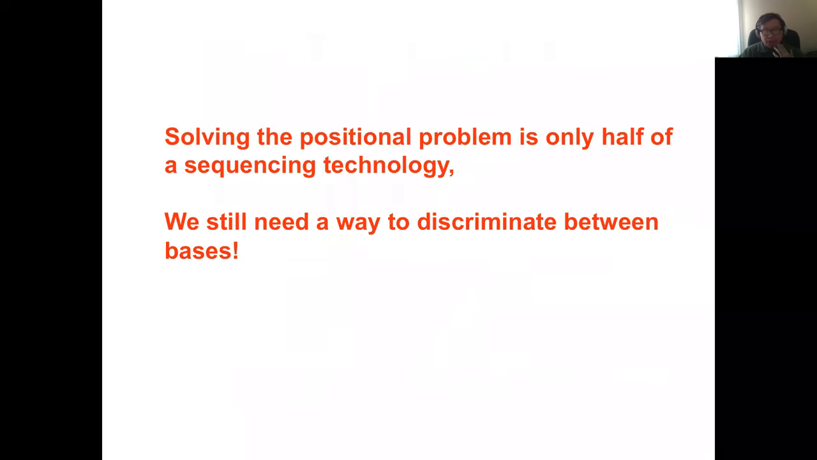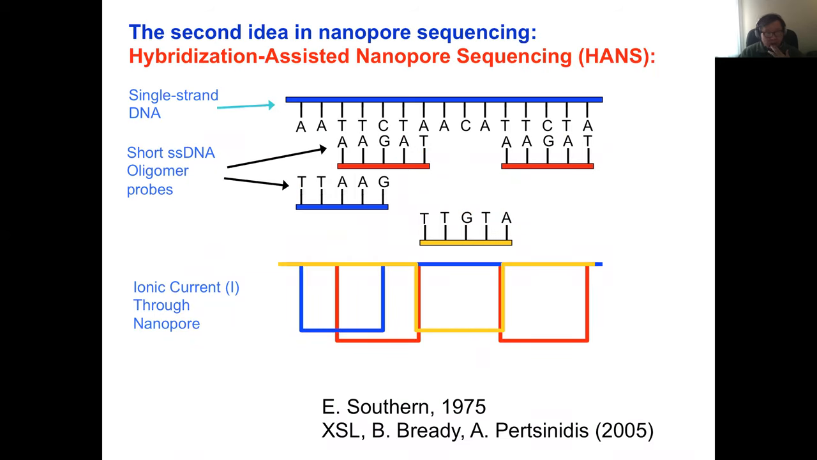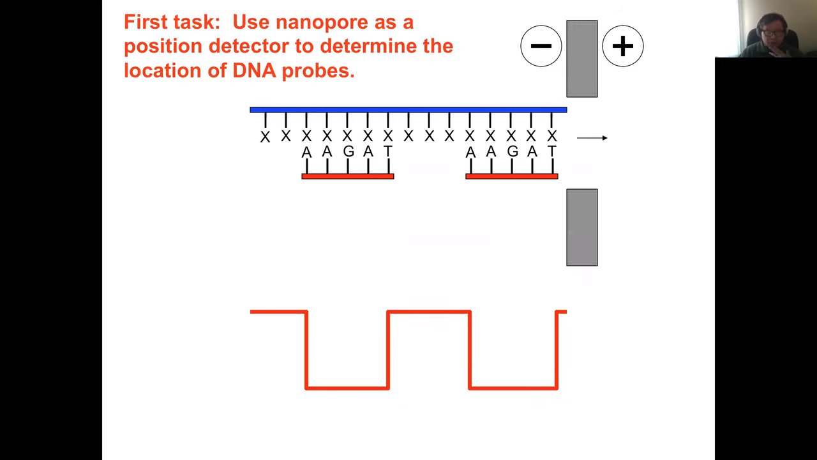And so solving this position problem is only half of the technology. The other half is to discriminate between the bases, okay? So there was an idea that I proposed earlier with Barry Brady and Alexandros Personitis in 2005, 15 years ago, which was based on Edwin Southern's idea of 1975. The idea is you use a hybridizing oligonucleotide to identify the bases, and the nanopores just tell you where they are. Okay? So this is the basic idea.